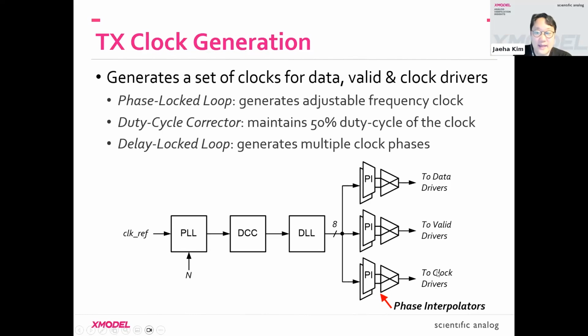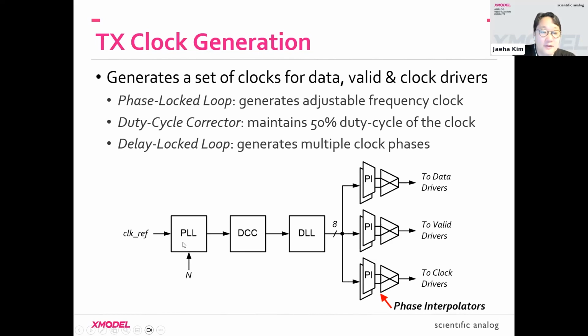The reason we use different clocks for each of those is because we want to adjust skew between them. That becomes important when we talk about the logical layer. But they all come from the same source, which is generated by a series of phase lock loop, duty cycle corrector, and a delay lock loop.